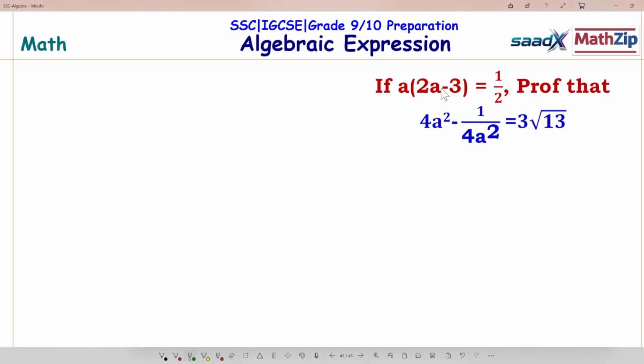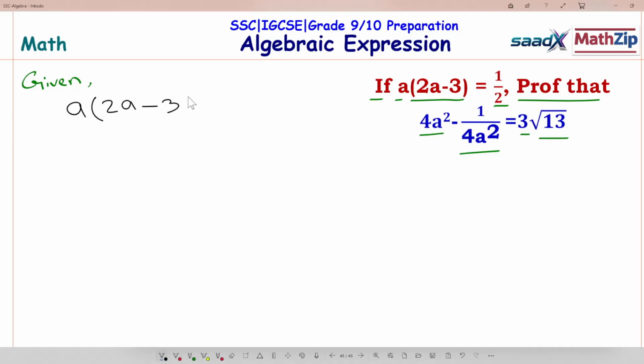Welcome to new video. If a times 2a minus 3 equals 1 by 2, prove that 4a square minus 1 by 4a square equals 3 root 13. So here is given a times 2a minus 3 equals 1 by 2. Look, here is 4a square minus 1 by 4a square.